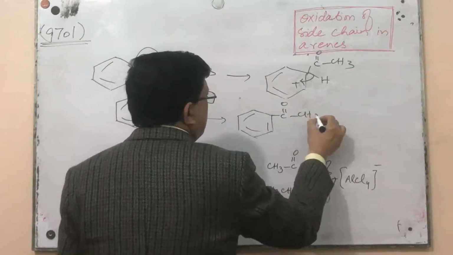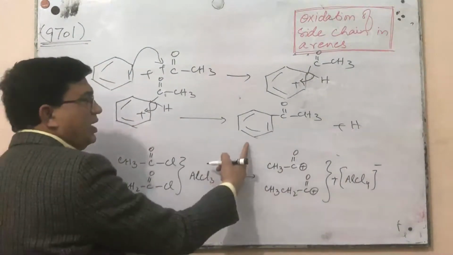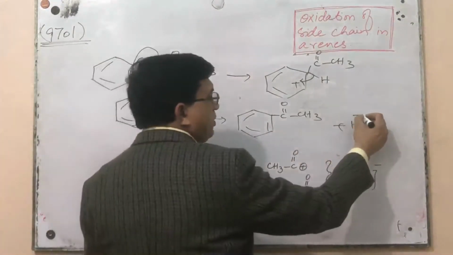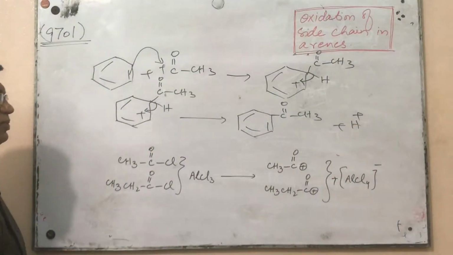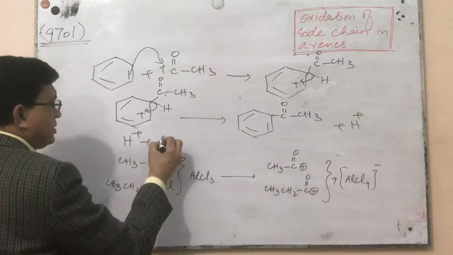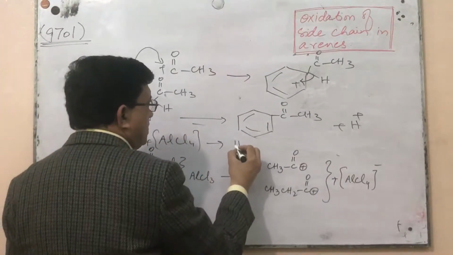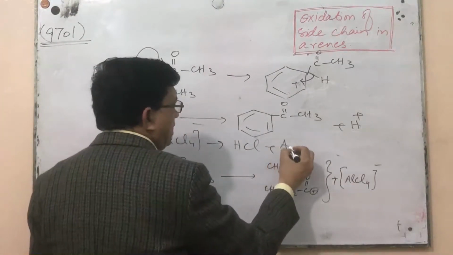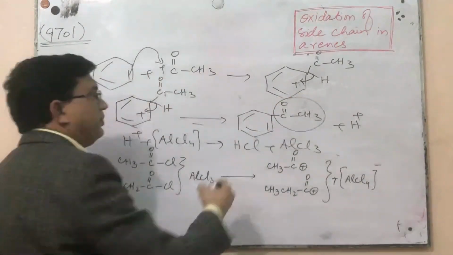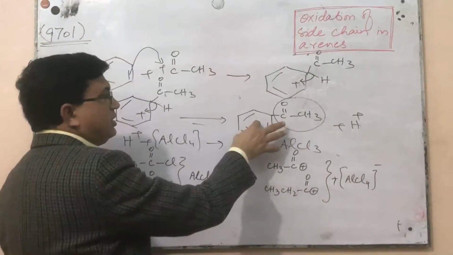With the substitution reaction, phenyl ethanone is produced and an H positive ion is produced. This H positive ion, in the similar manner as we have already discussed, reacts with AlCl4 minus producing HCl plus AlCl3. The substitution of this acyl group into the benzene ring is called acylation.